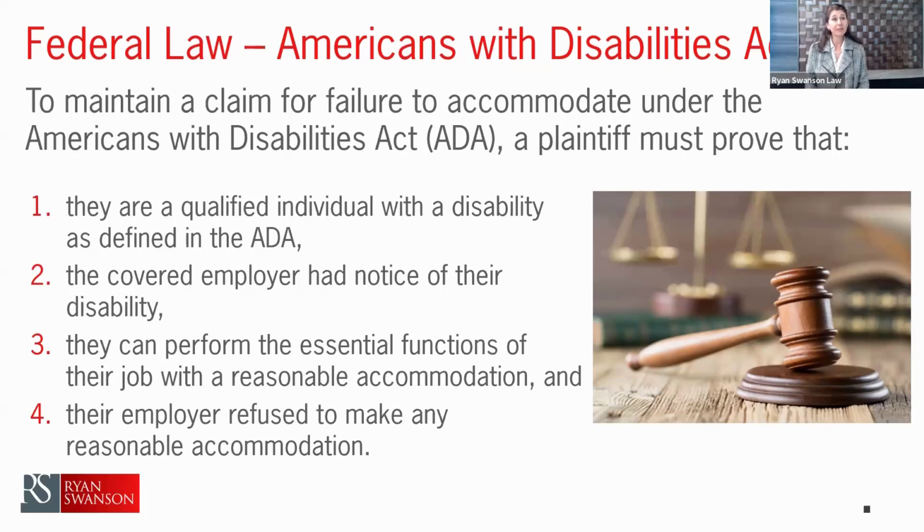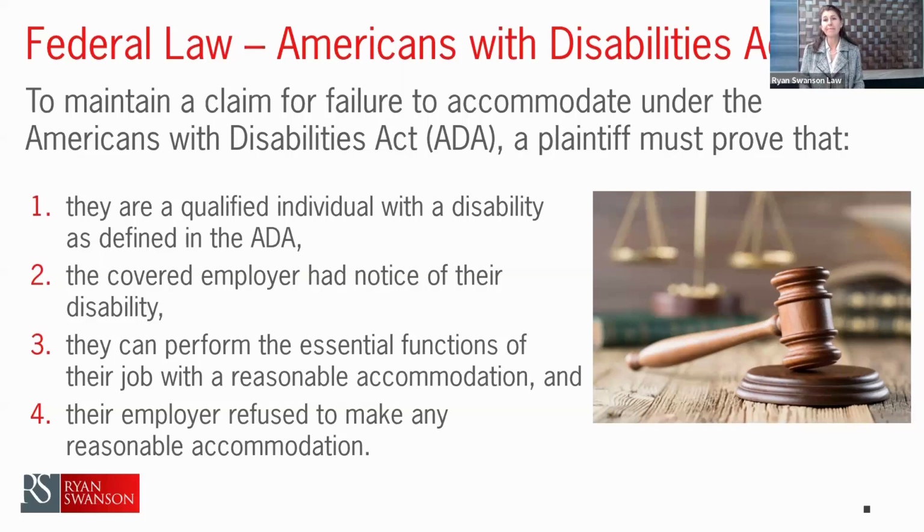All right, so let's start with federal law. A plaintiff that wants to bring a claim under the Americans with Disabilities Act has to show that they are a qualified individual with a disability, as that's defined, that their employer had notice, that is, was aware of the disability and the need for accommodation, and that they can perform the essential functions of their job with a reasonable accommodation, and finally, that the employer refused to make the reasonable accommodation.